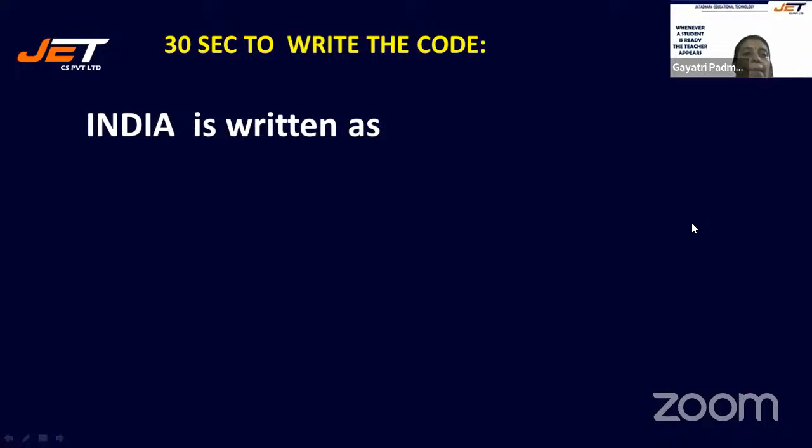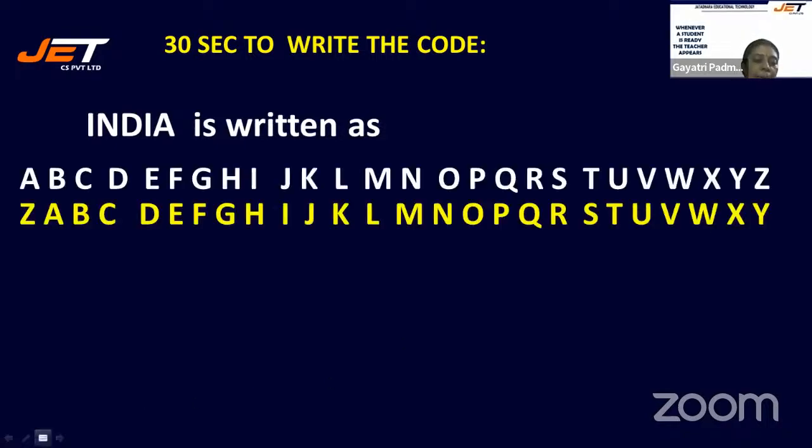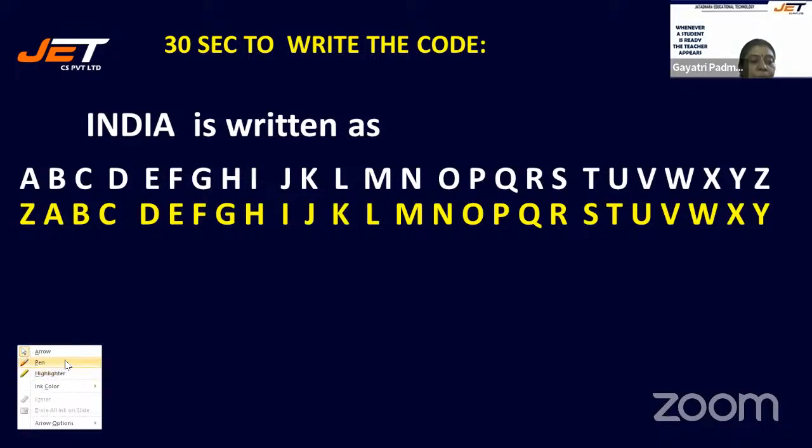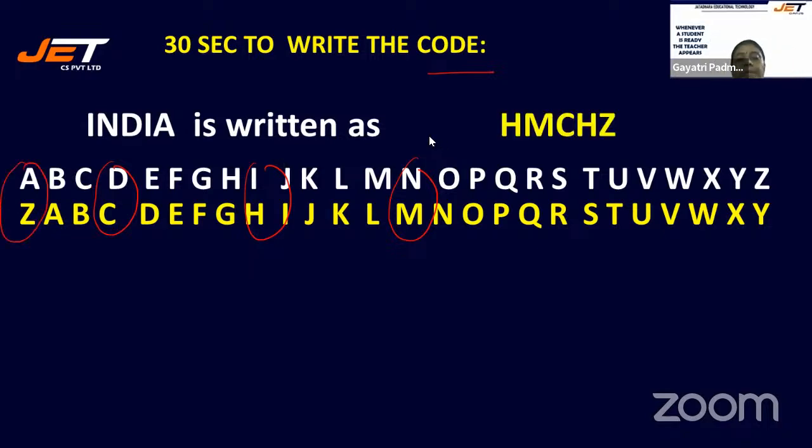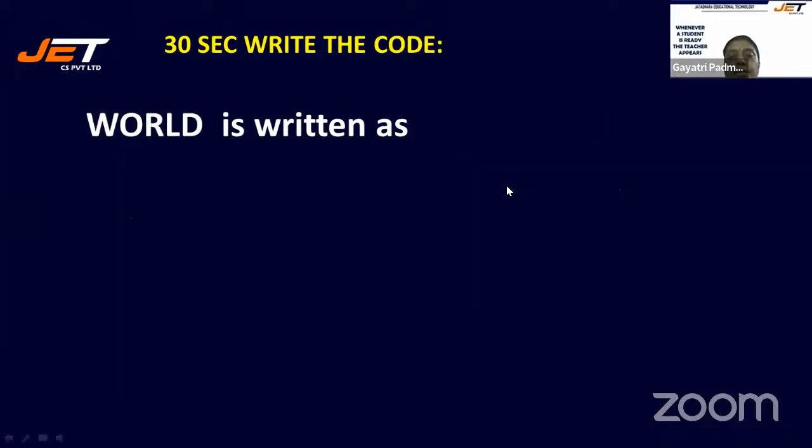Let's try another one. We have INDIA. For I, it is H. For N, it is M. For D, it is C. For I, again, it is H. And for A, it is Z. So now the coding is H, M, C, H, Z.